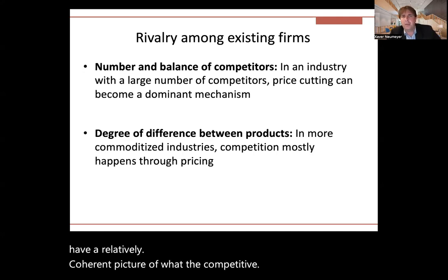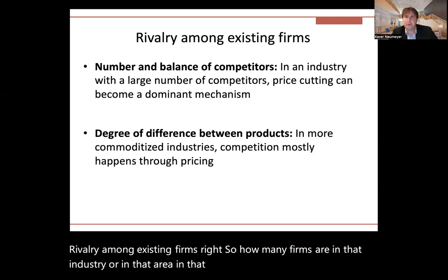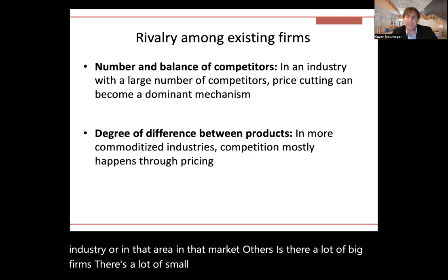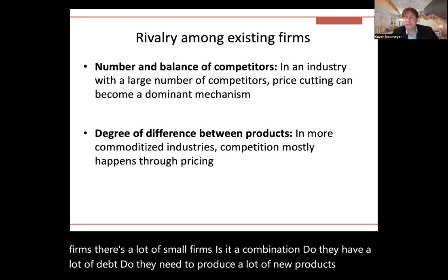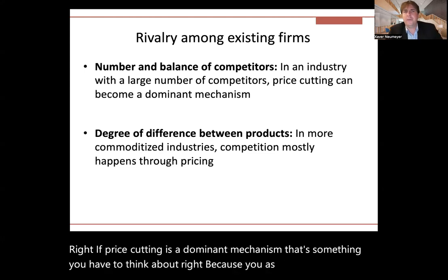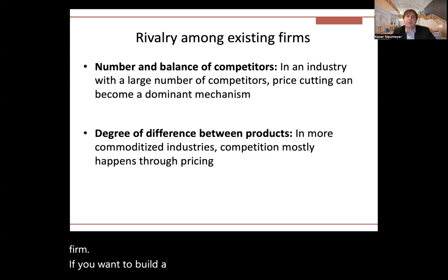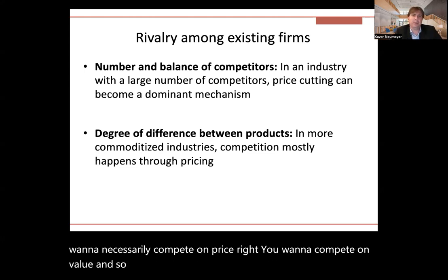Rivalry among existing firms, right? So how many firms are in that industry or in that area, in that market? Are there a lot of big firms? Are there a lot of small firms? Is it a combination? Do they have a lot of debt? Do they need to produce a lot of new products, et cetera, right? If price cutting is a dominant mechanism, that's something you have to think about, right? Because you, as a new firm, or if you want to build a new firm with a new technology, you don't necessarily want to compete on price, right? You want to compete on value. And so you have to think a little bit about that.